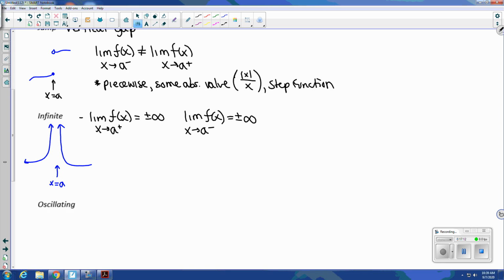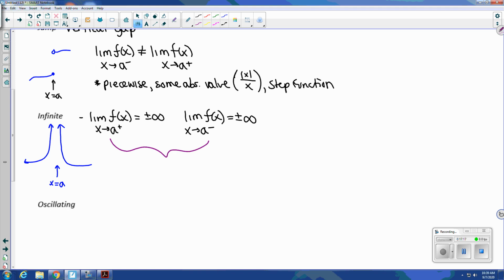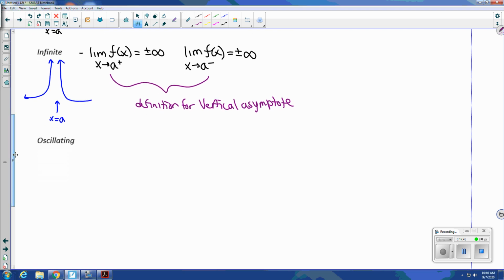Now, this should look pretty familiar to you. What do we have here? None other than the definition for a vertical asymptote, which I asked you to know. So for infinite discontinuities, we're looking for that limit definition there. When we approach the constant, the limit goes to plus or minus infinity. We know we have an infinite discontinuity there. And then the last one is an oscillating discontinuity.